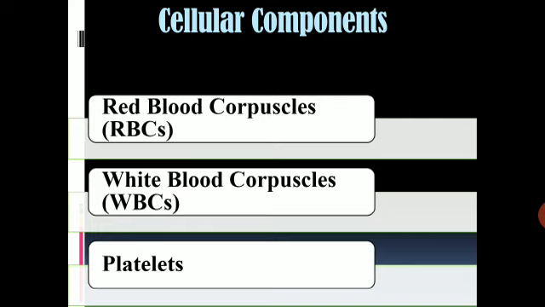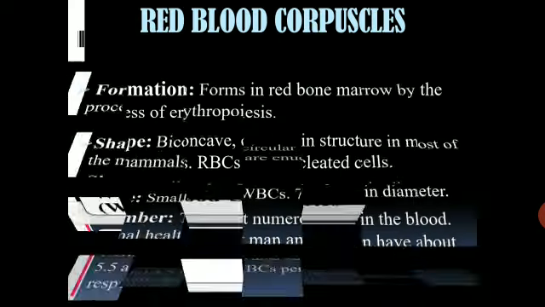Next component are cellular components. So cellular components, here we have RBCs, also called erythrocytes, WBCs, also called leukocytes, and platelets, also called thrombocytes. So let's see one by one all these three formed elements or cellular components of blood.